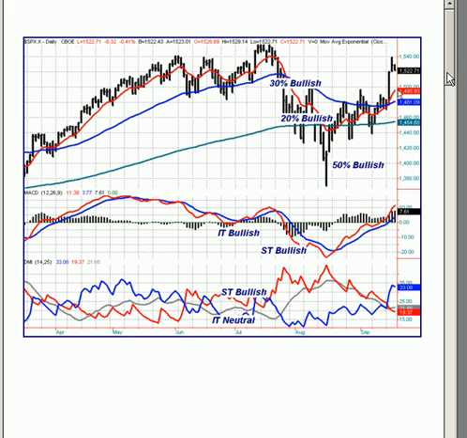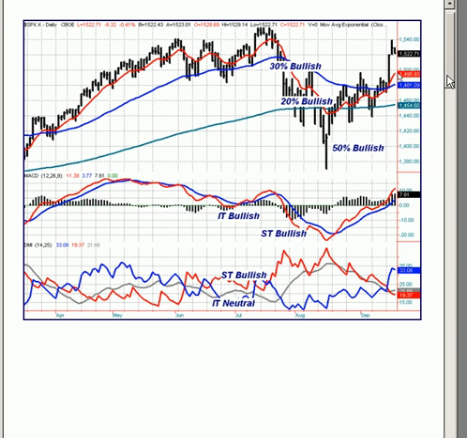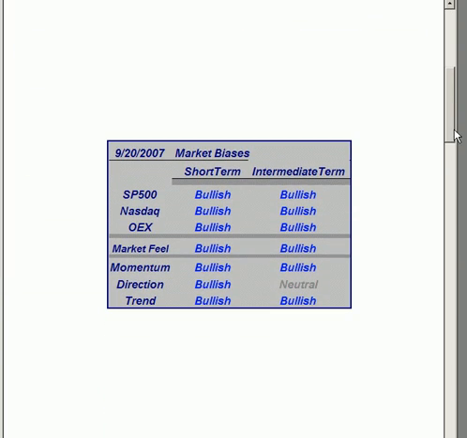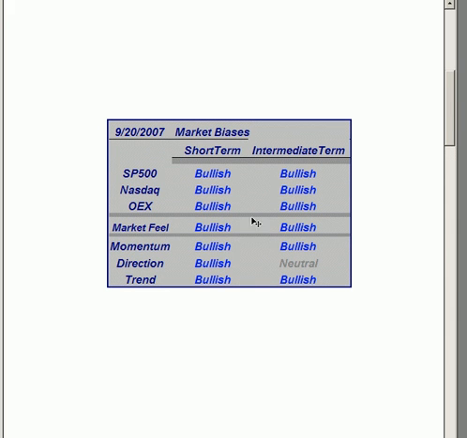So I want to take a look at the biases here. September 20th looks like all blue. That means all green for the bulls. Got bullish in both the short-term and intermediate term on all three markets. Of course, the Dow's included there as well. Market feel is bullish and bullish.